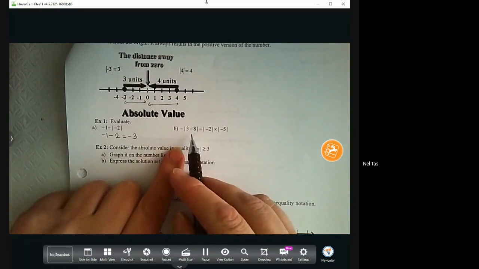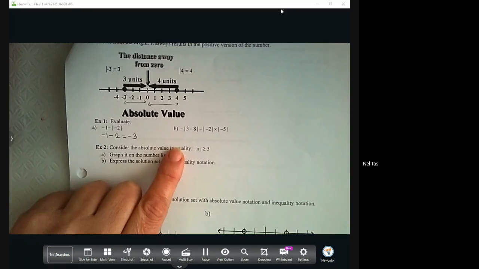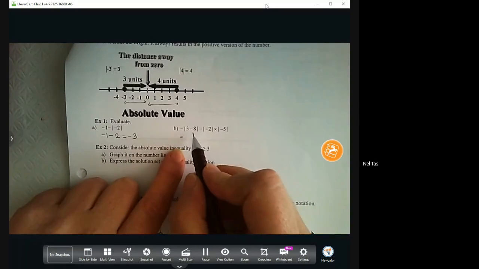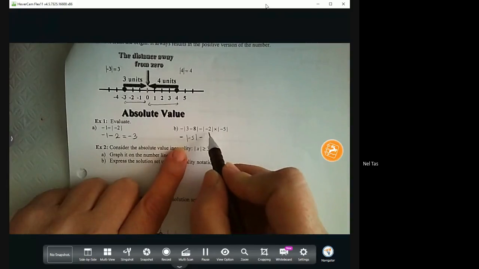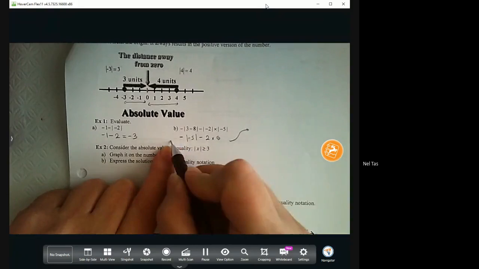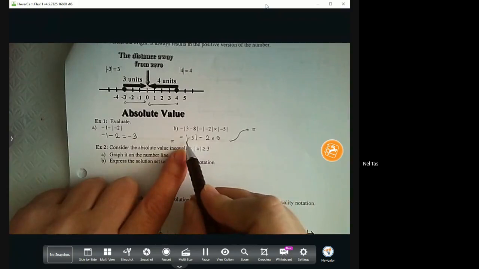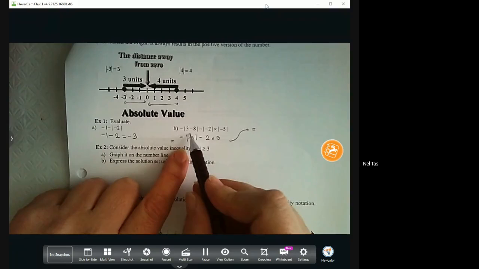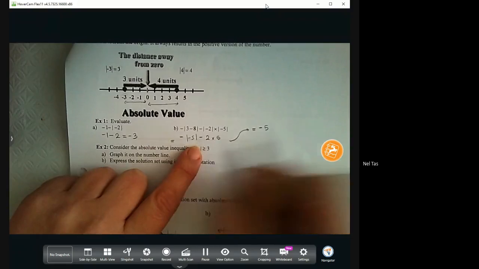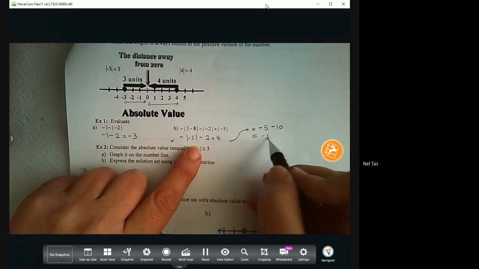Let's look at example B. So the absolute value of 3 minus 8. So 3 minus 8 is -5. Minus the absolute value of -2 is +2 times the absolute value of -5 is +5. Again, don't multiply this negative sign by that negative sign. The absolute value of -5 is +5. So we have 2 times 5 here, 10. So -10. So we get -50.